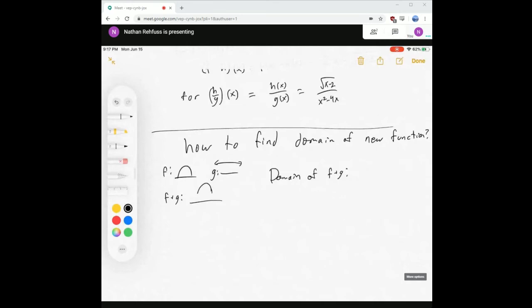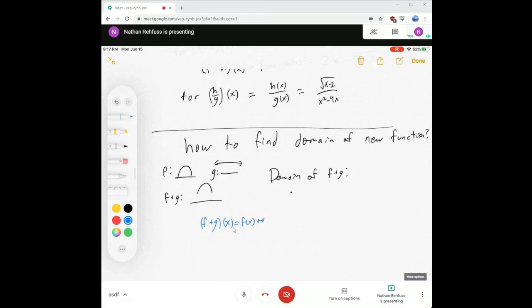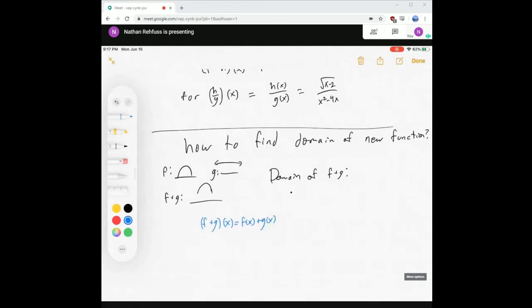So to get f plus g, remember again the formula is f plus g of x is equal to f of x plus g of x. So to get that domain, I have to be able to evaluate f at x, and I have to be able to evaluate g at x. Well, if I can evaluate f of x, that means that x is in the domain of f. And if I can evaluate g, that means that x is in the domain of g.